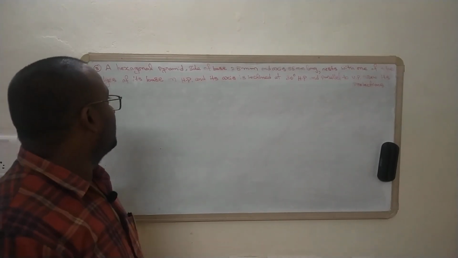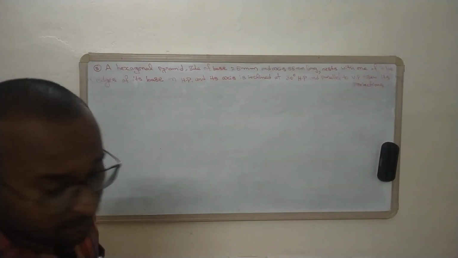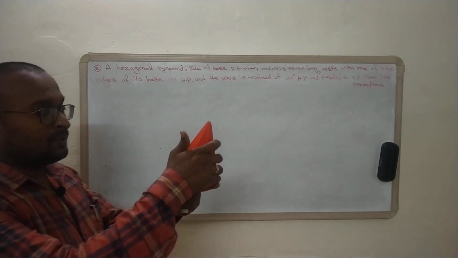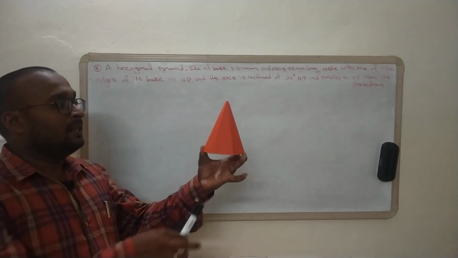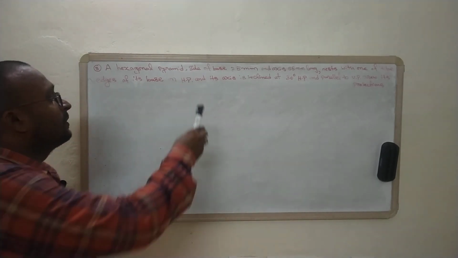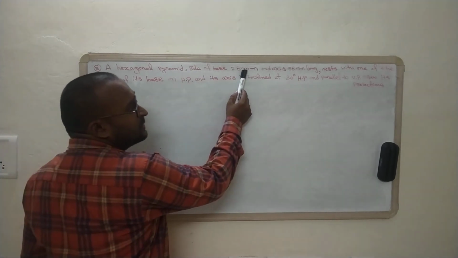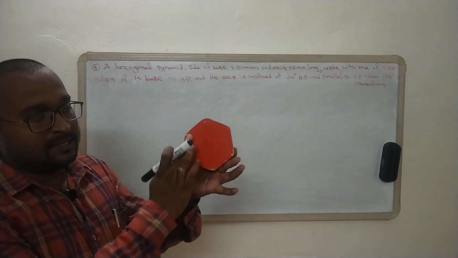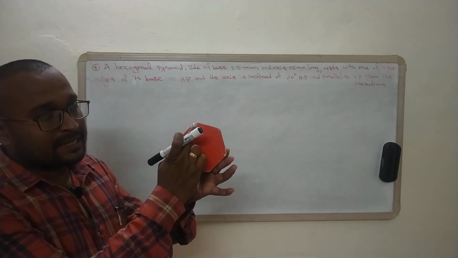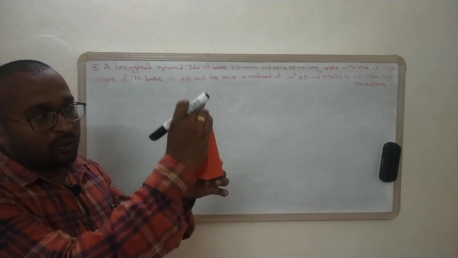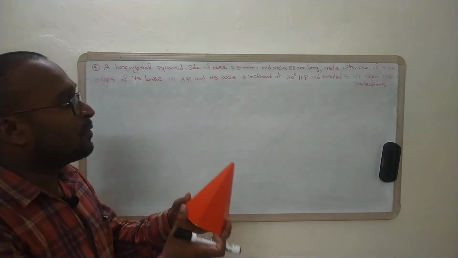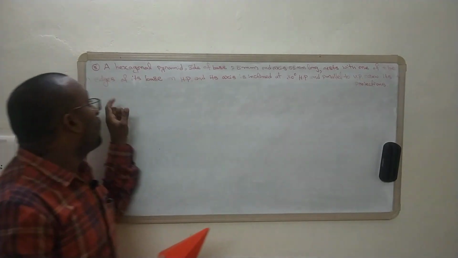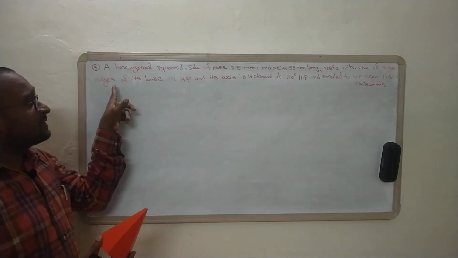Yeah, here it is, the next problem: hexagonal pyramid. So here it is the hexagonal pyramid, side of base 25 mm and axis 55 mm long. So here this is the hexagonal surface, side of base 25 mm and the total axis height is about 55 mm, resting with one of its edges of its base.